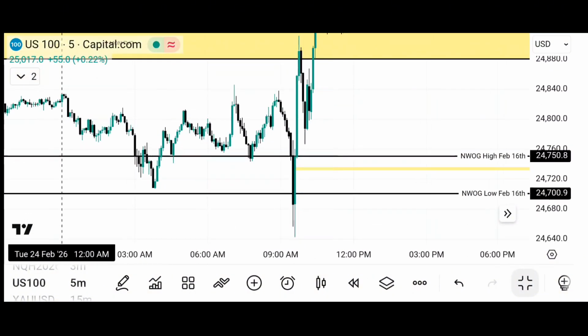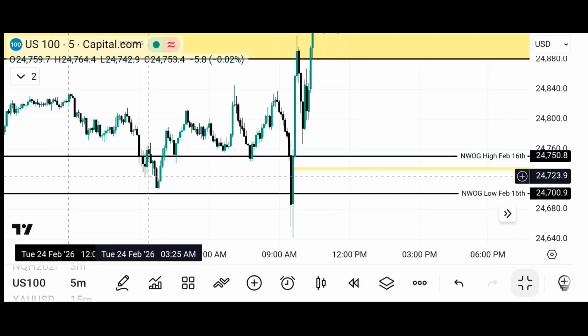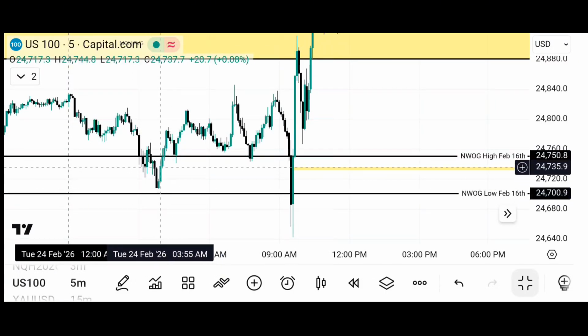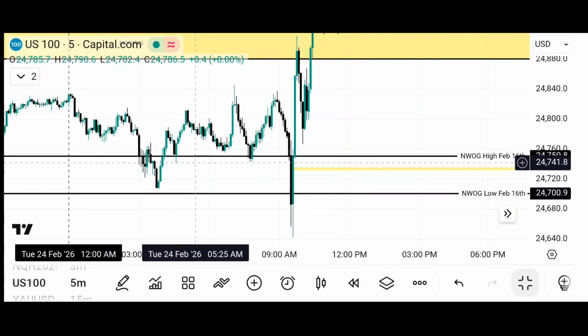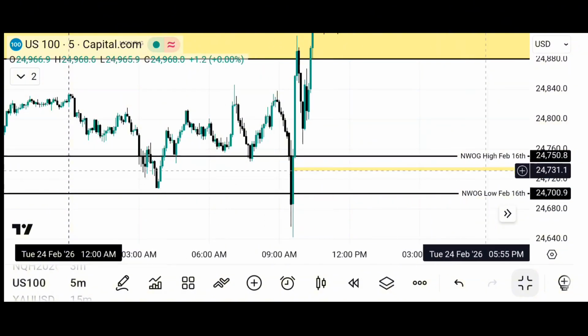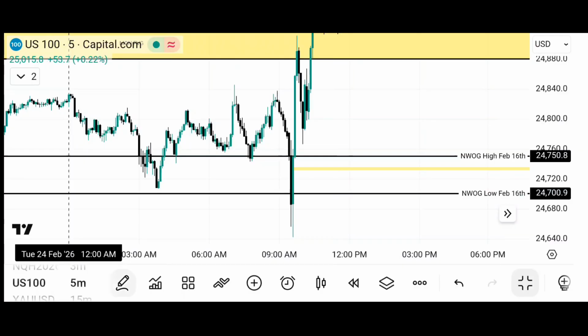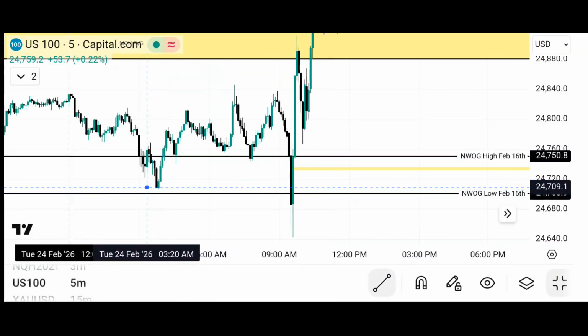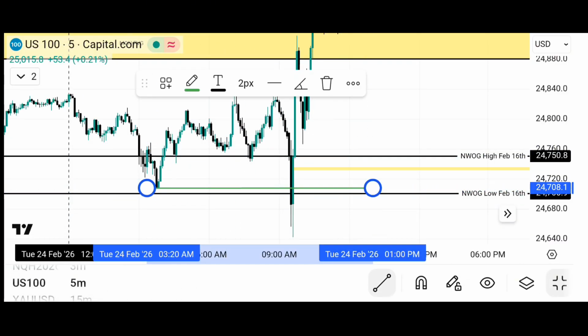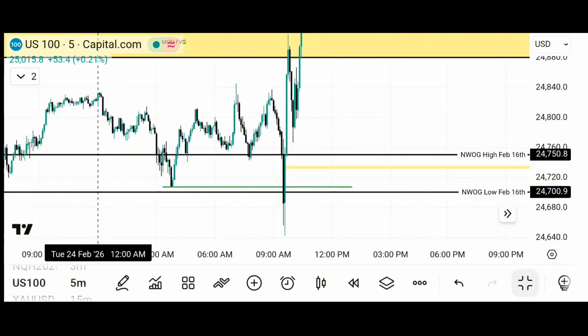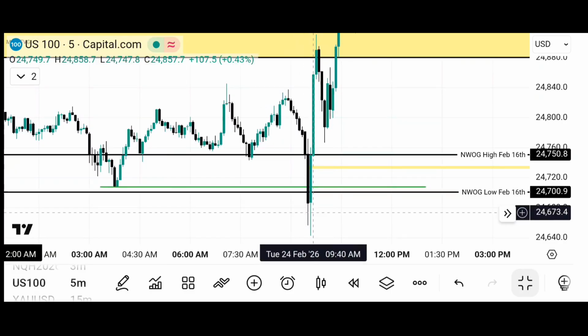So based on the 24th, this low was formed during the London session, and formed inside this new week open gap for February 16th. And you see price taking out this low during the New York AM session, similar to what happened on the 23rd. Just that on the 23rd it was a bearish day. On the 24th, it's a bullish day.